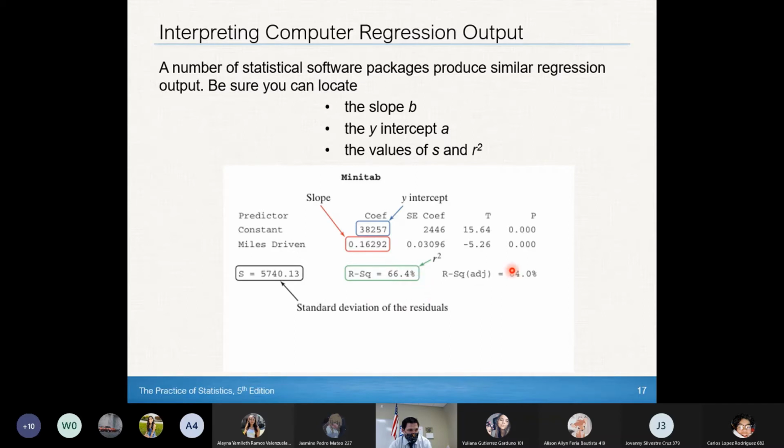Notice there's two versions of r squared. We're using the one that's not adjusted. So we have 66.4%. As a decimal, that would be 0.664. So we need to be able to find those values. Those are the ones that we're going to be asked to interpret. What do they mean in context? All that kind of stuff. So being able to read the output and find the appropriate numbers, that's important.